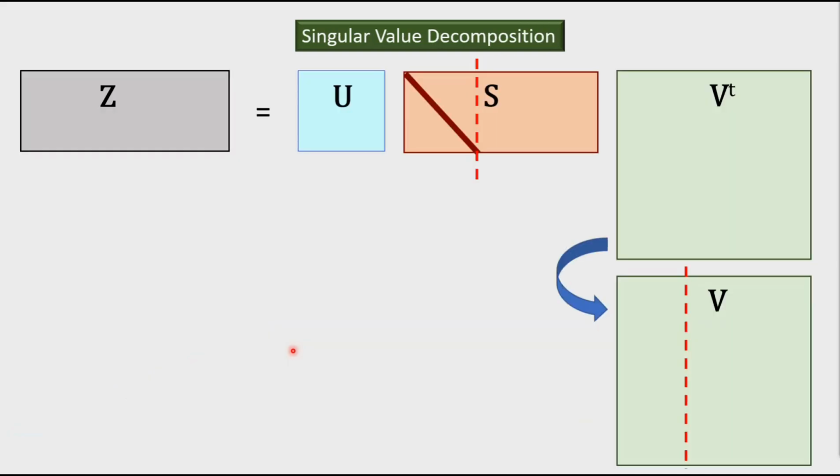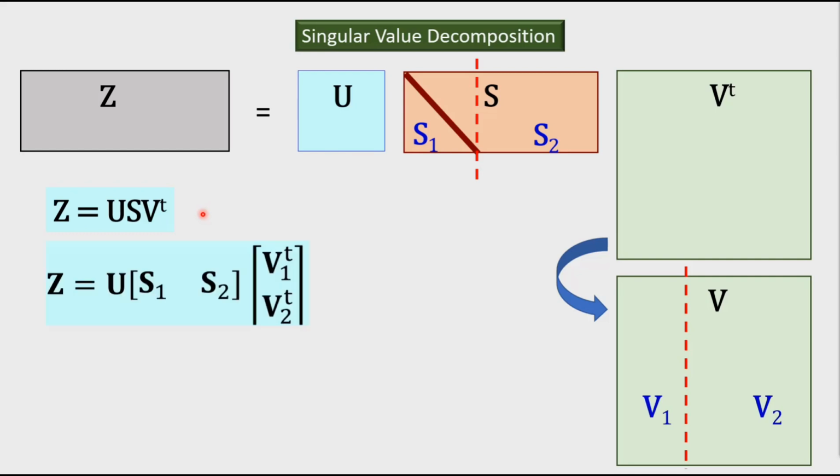I can formalize this by actually giving names to these matrices that are formed from the partitioning process. S1, S2 on either side of the partitioning line, V1, V2 on either side of the partitioning line as it's represented in the V matrix. This allows me to rewrite this fundamental equation for singular value decomposition. But I can make explicit my partitioning of the S matrix and my partitioning of the V matrix.